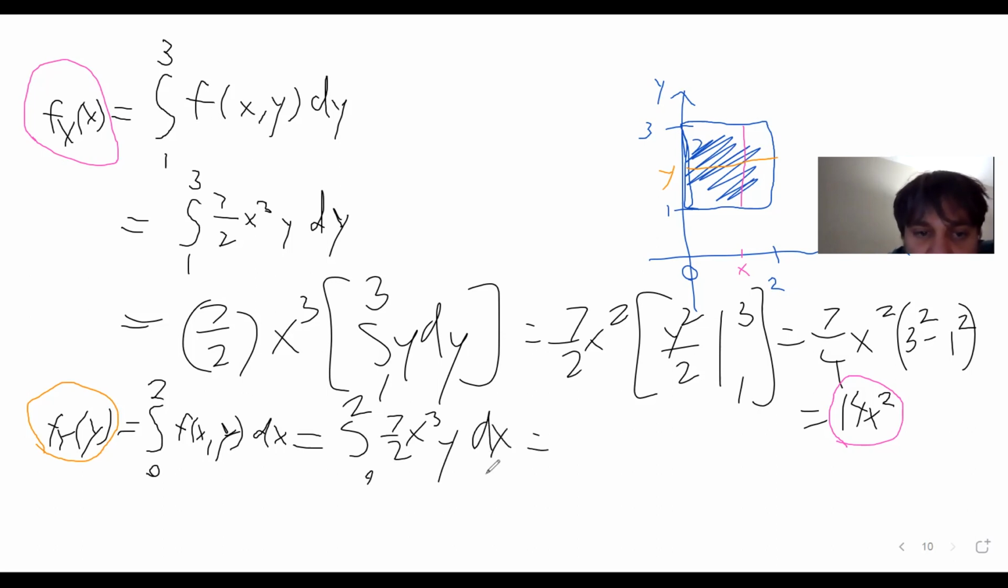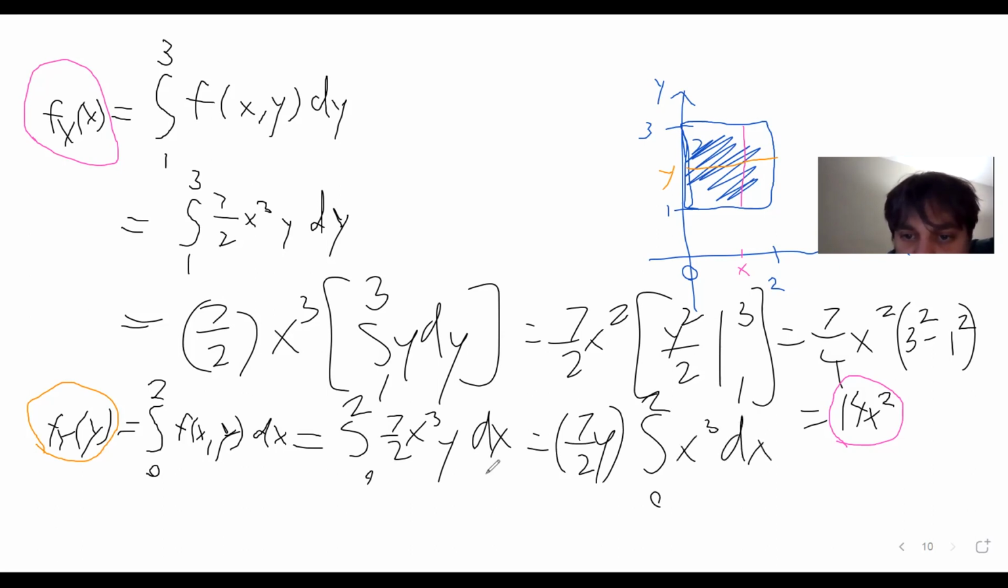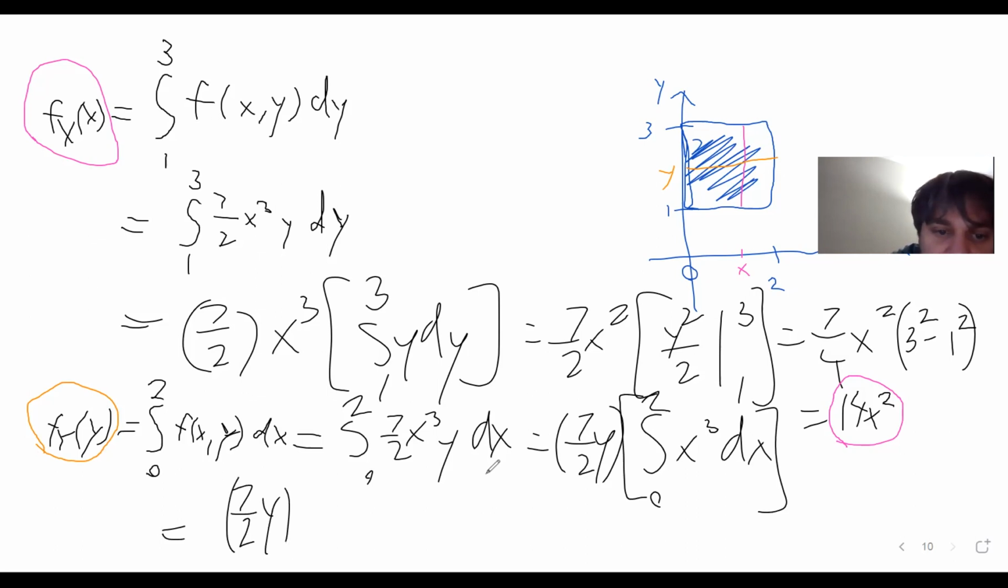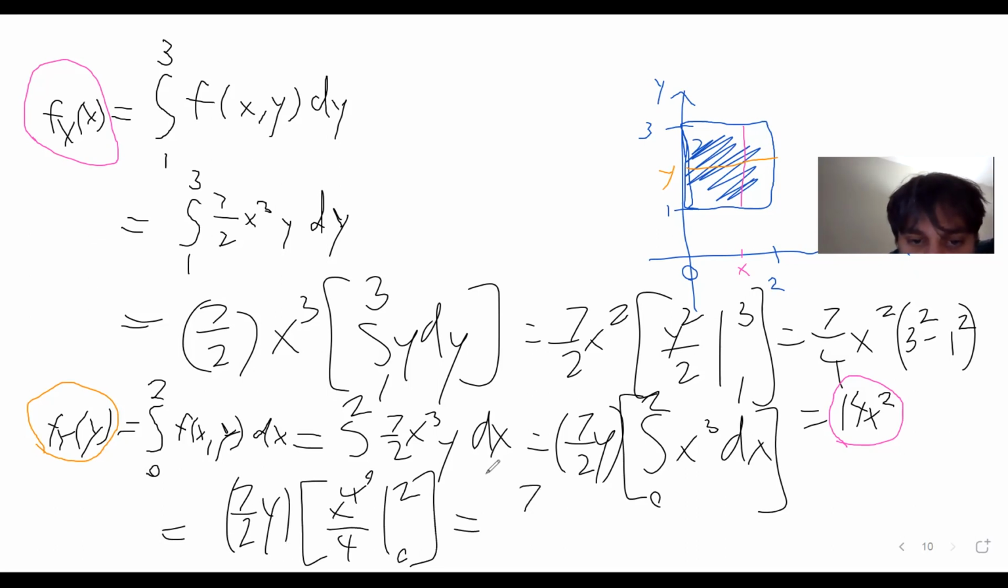So this is equal to, well, 7/2 y is a constant. And now we're integrating from 0 to 2 of x cubed dx. And so that's equal to 7/2 y times an antiderivative of x cubed, which is x to the 4th over 4, evaluated from 0 to 2. So the 1/4 moves out, and so you have 7/8, because 1/2 times 1/4 is 1/8.